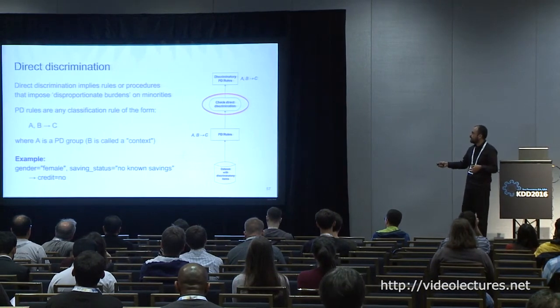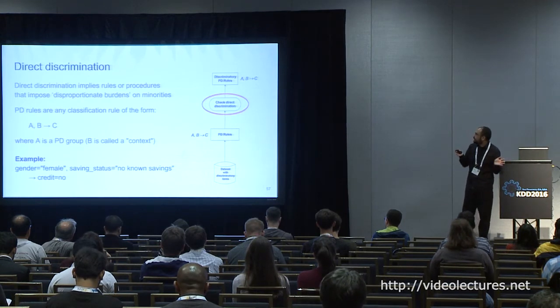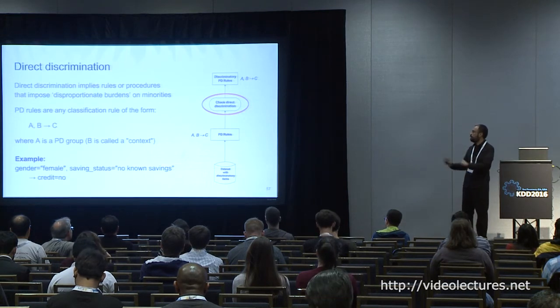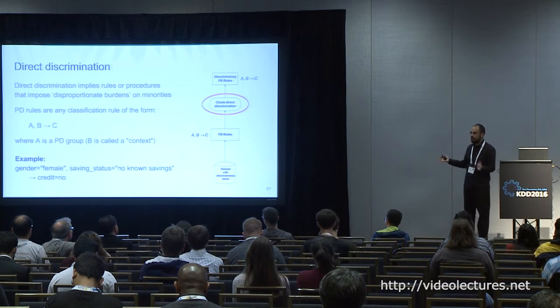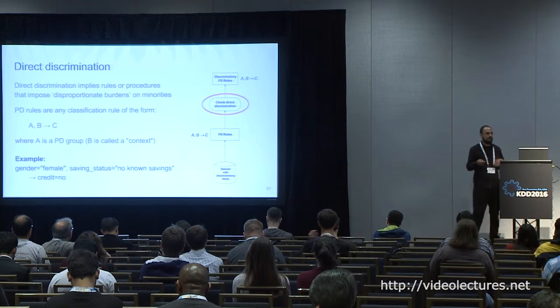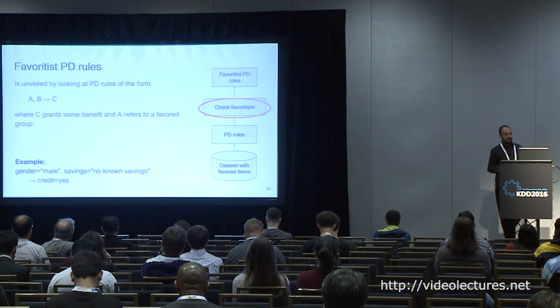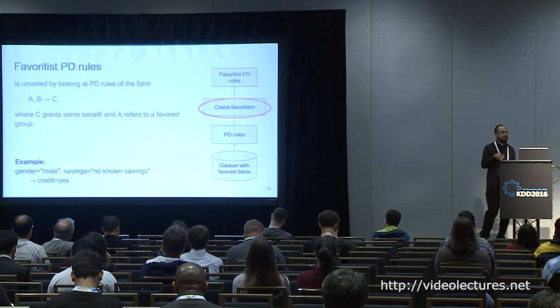So this can be some AB implies C, something like, let's say, black people living in New York are given a prison sentence. B is the context, which is something that you are allowed to use, and A is something that you're not allowed to use, such as race, age, ethnicity, whatever, depending on the specific application.